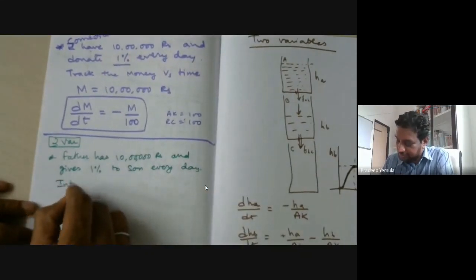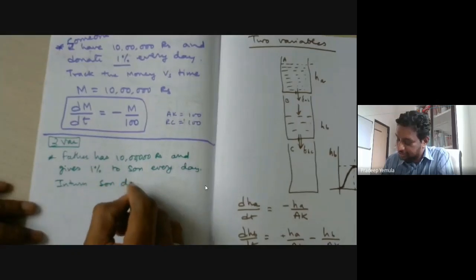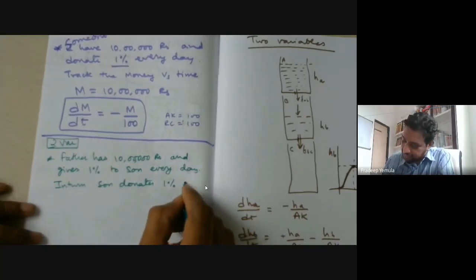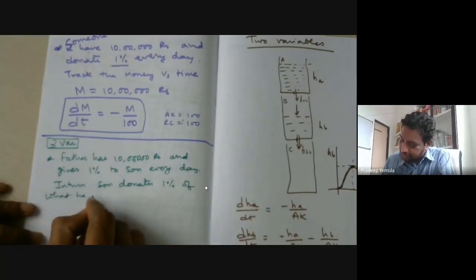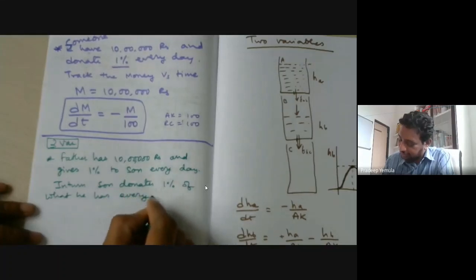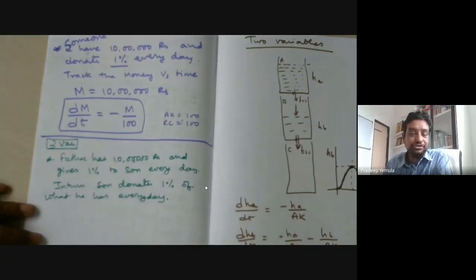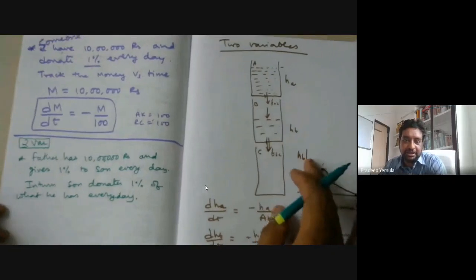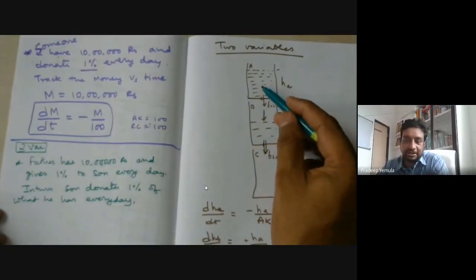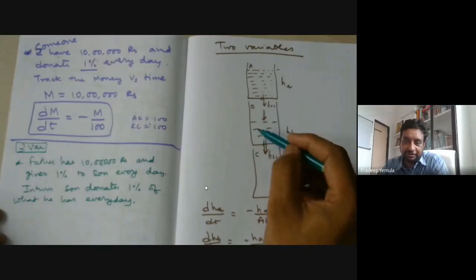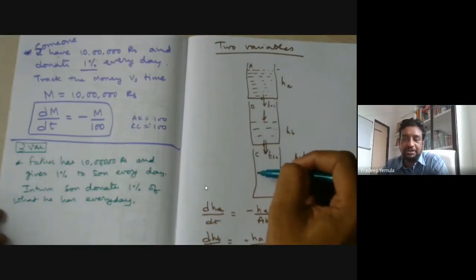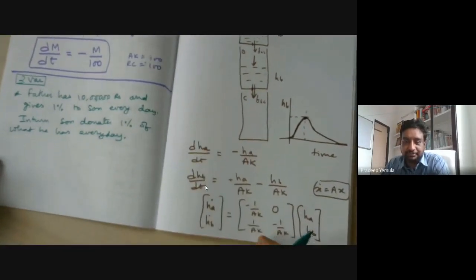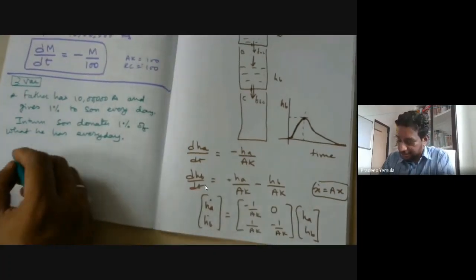So in turn, the son donates 1% every day of what he has. So this is the model now. This will be exactly like this one. See here, 1% of the water is coming to the second one, and 1% of whatever is there is going to the third one. So the equations will be exactly the same as this. So I'll write it here.